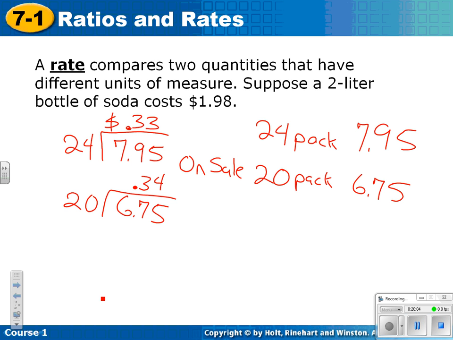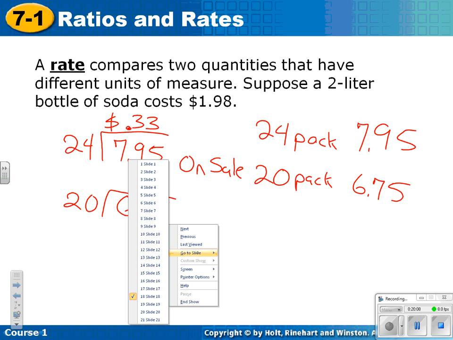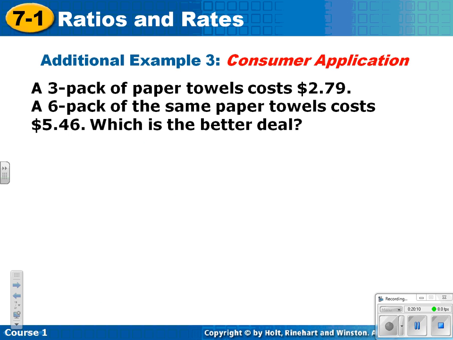All right? So, tell me. The next thing, it says a 3-pack of paper towels costs $2.79. A 6-pack of paper towels costs $5.46. Which is the better deal? Well, how do we figure this out?